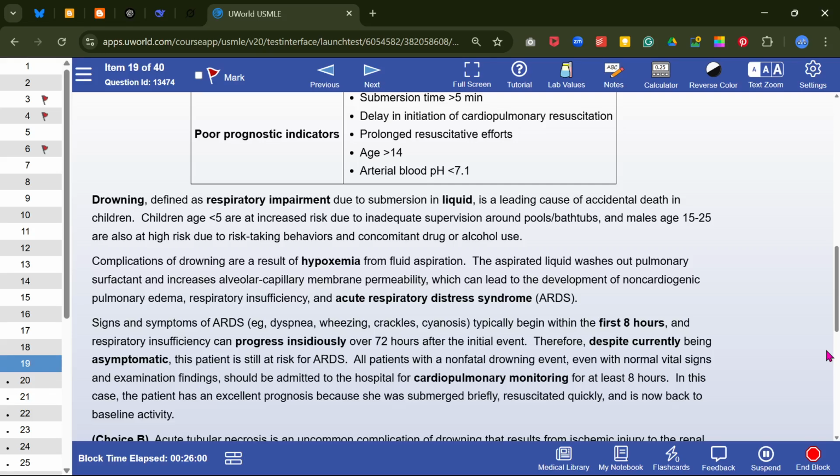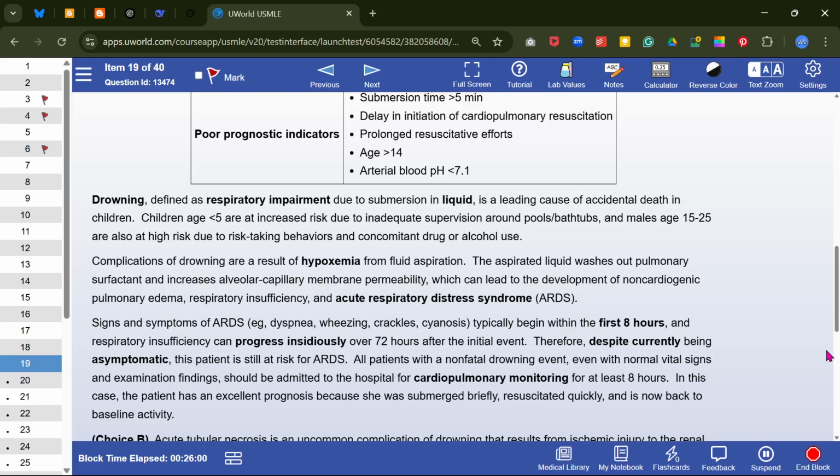Complications of drowning are a result of hypoxemia from fluid aspiration. The aspirated liquid washes out the pulmonary surfactant and increases alveolar capillary membrane permeability, which leads to development of non-cardiogenic pulmonary edema, respiratory insufficiency, and ARDS. Signs and symptoms of ARDS, dyspnea, wheezing, crackles, cyanosis, typically begin within the first 8 hours, and respiratory insufficiency can progress insidiously over 72 hours after the initial event.